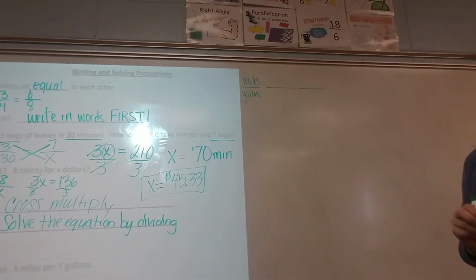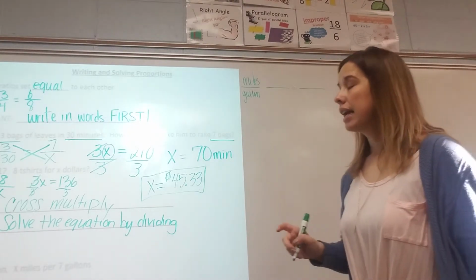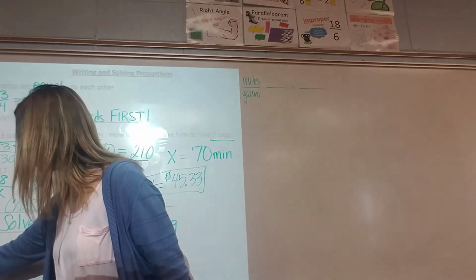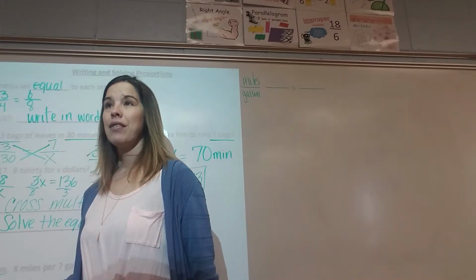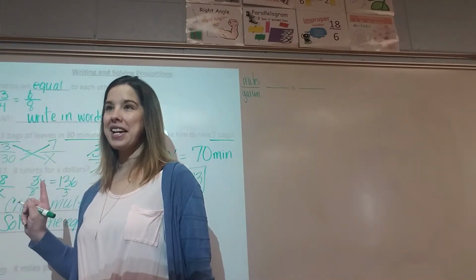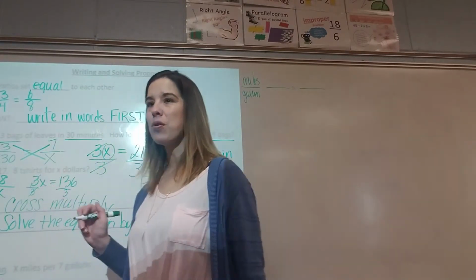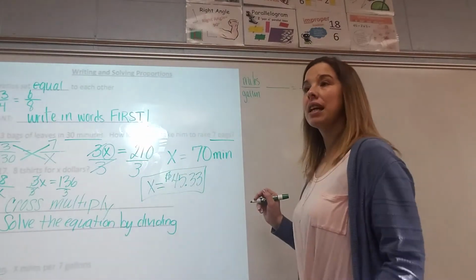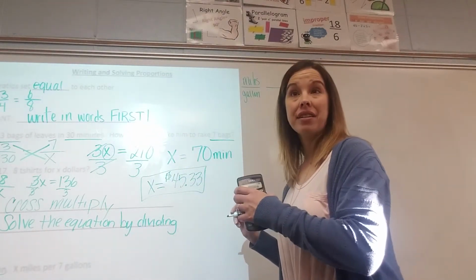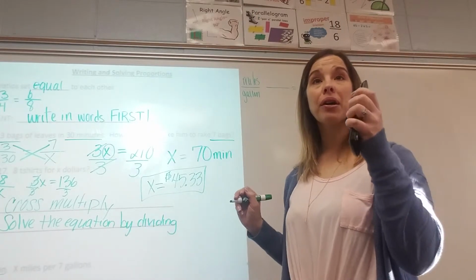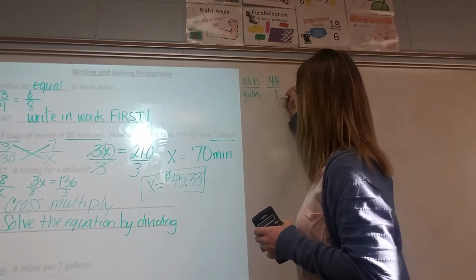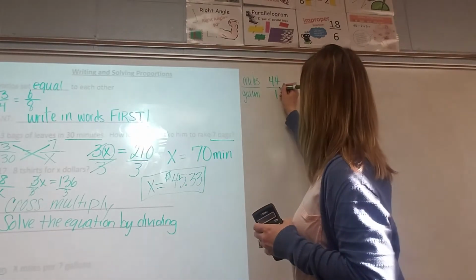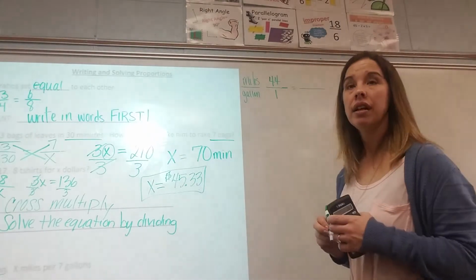So the two things we're comparing are what? Miles to gallons. And look, right here it says 44 miles per gallon. So 44 over 1. You guys see that? Why is it over 1? Because it's per gallon. So you've got to know that that means per 1 gallon. So you have 44 miles per 1 gallon. There's your first ratio.